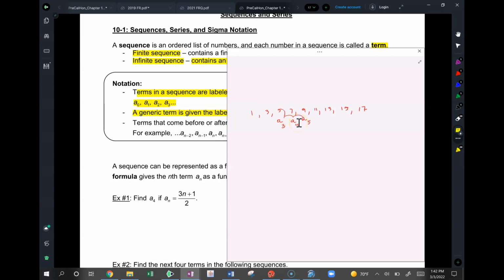Do you see that? So what's the term that comes right after? It's A sub 6, because you do 5 plus 1. What's the one that comes 2 after the 5? A sub 7, because you do plus 2. Similarly, if this was A sub n, then the one right after it would be A sub n plus 1, or A sub n plus 2. Or the one before it would be A sub n minus 1, and then n minus 2.